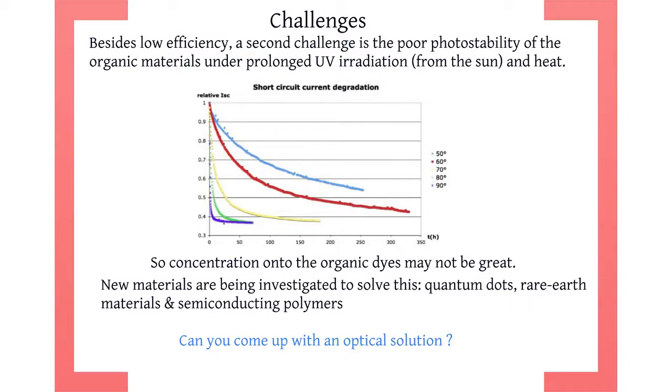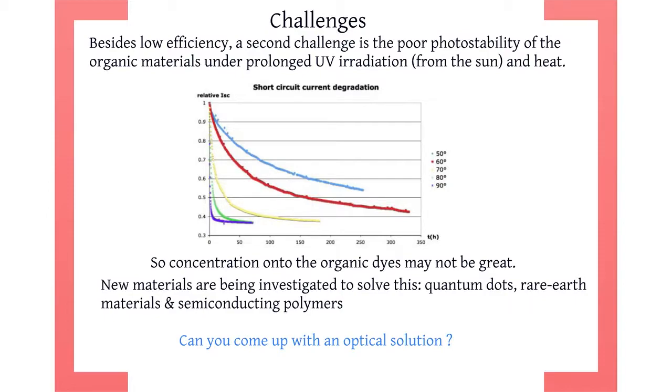People are also looking at rare earth materials and semiconductor polymers. Now, rare earth materials are interesting because they're inorganic and very, very stable. They're used for lasers and things like that. So I want to take a minute or so, I want you to brainstorm and see if you can solve this problem with an optical solution.